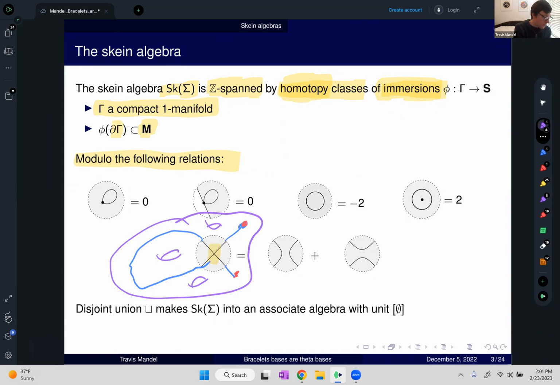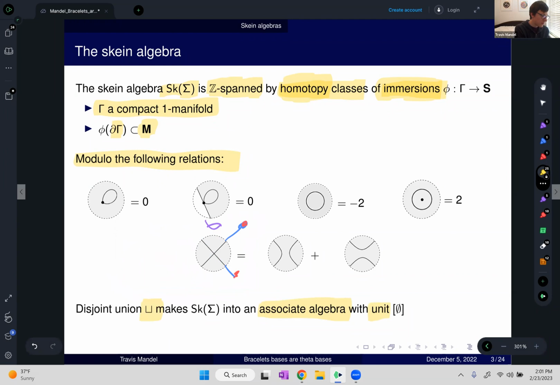And then we get this module, the skein module, by taking these curves modulo these relations. And then we make this into an associative algebra with unit using disjoint unions as the product. The empty curve forms the unit, the identity.